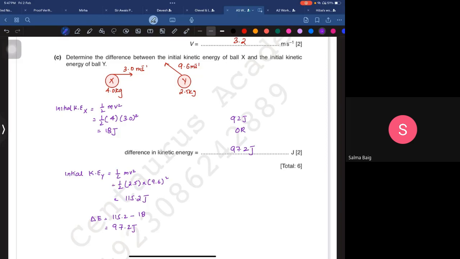And Shazib, sir, wake up, 97 please. Joules? Hmm? Won't it be 97 joules?